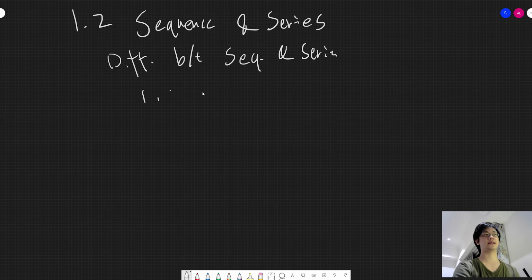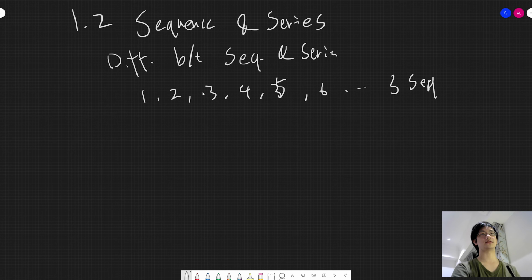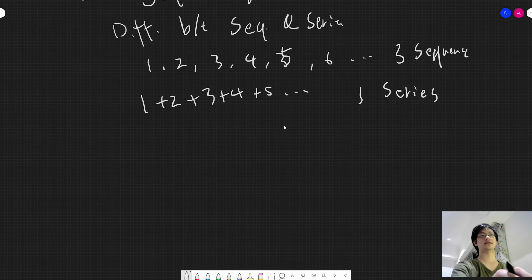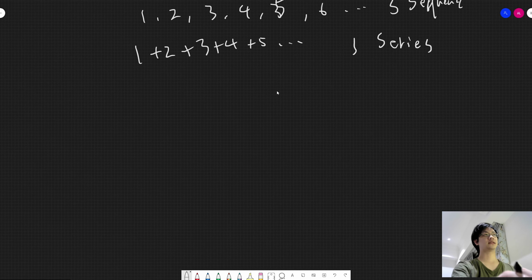So the most basic sequence: 1, 2, 3, 4, 5, 6, 7, 8. That's a sequence, right? A sequence is just a bunch of numbers by themselves. But if you add them together, that becomes a series. So this is something that doesn't really get mentioned, but should be mentioned. And we'll start with the most simple basic sequence today.